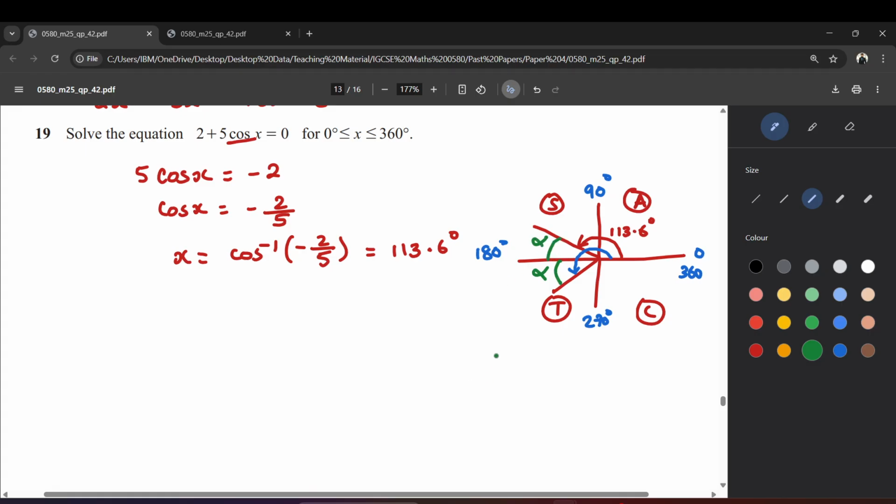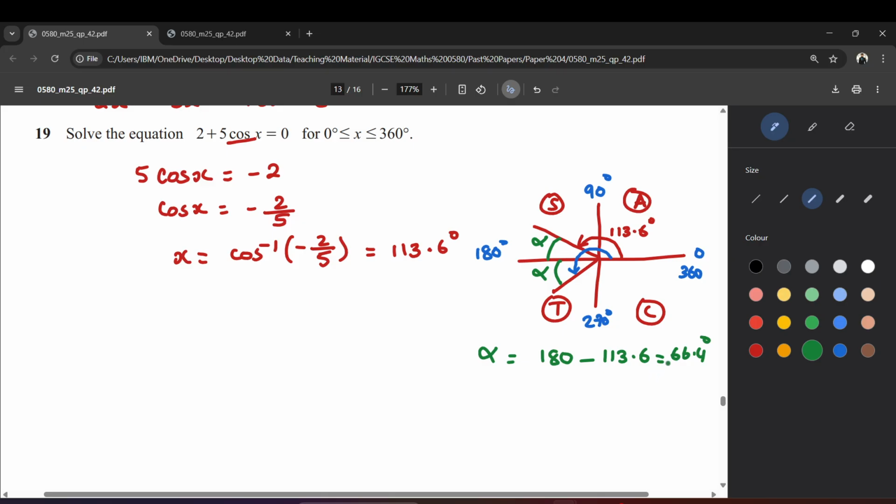So how can we work this out? We can say that alpha is equal to 180, because this whole angle is 180, minus 113.6, which gives us 66.4 degrees.